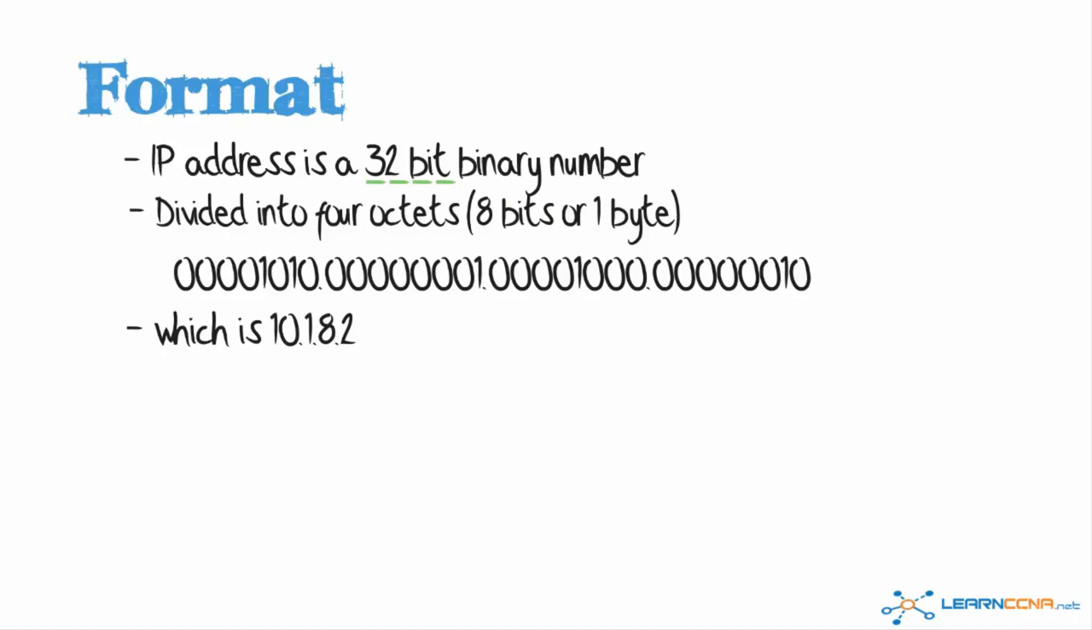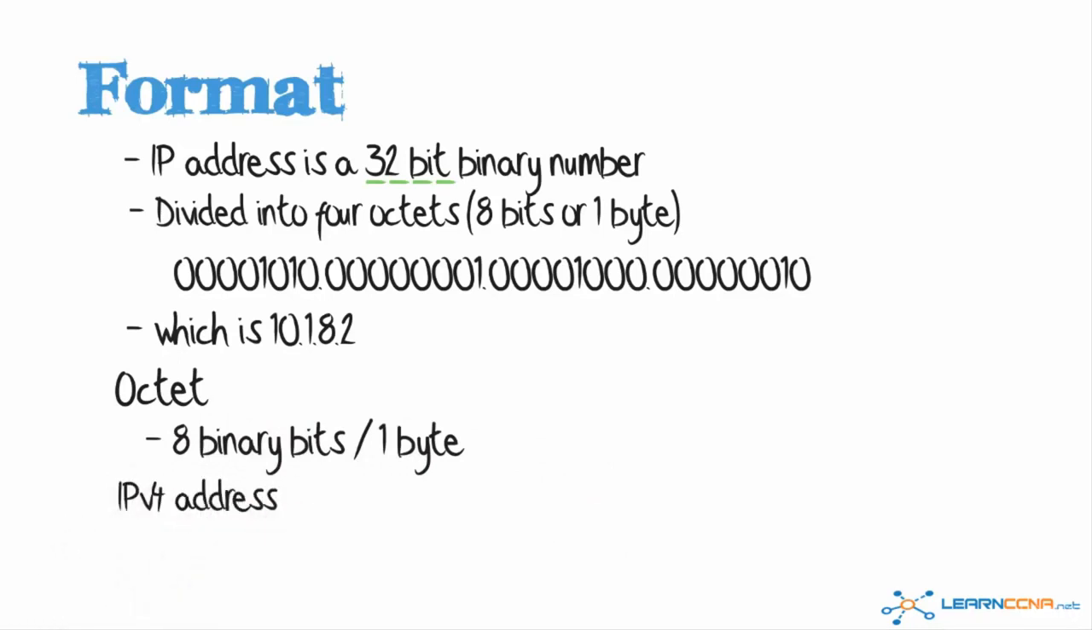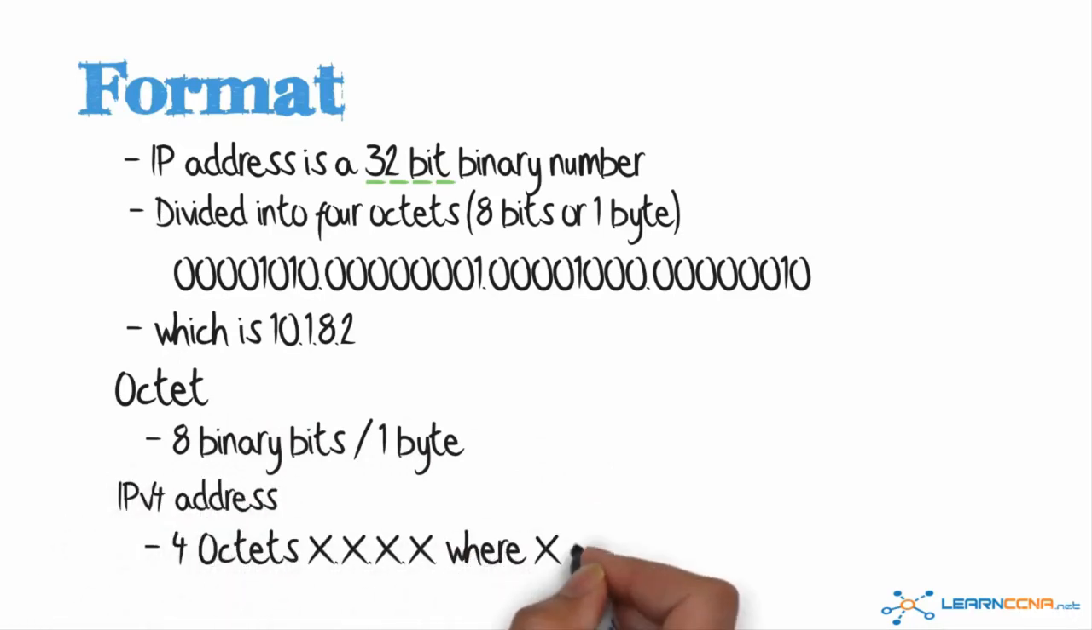Please refer to the binary videos if you're not sure about the formatting or conversion of binary to decimal and back again. An octet is 8 binary bits or 1 byte. 1 byte equates to 8 binary bits. So an IP version 4 address consists of 4 octets, such as x.x.x.x, where x is an octet or 8 bits or 1 byte.